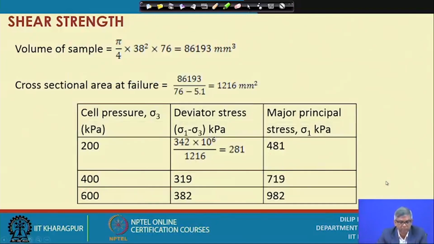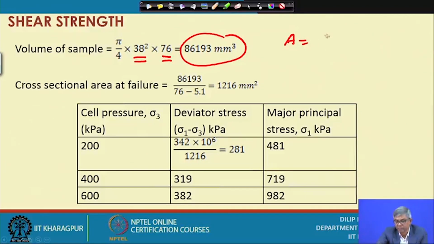So, this is the soil sample size given: diameter is 38 millimeter and length is 76 millimeter. So, volume is pi d square by 4 into L. This is 86193 millimeter cube, and cross sectional area at failure, or at any time, will be A naught by 1 minus epsilon. This epsilon is nothing but longitudinal strain.